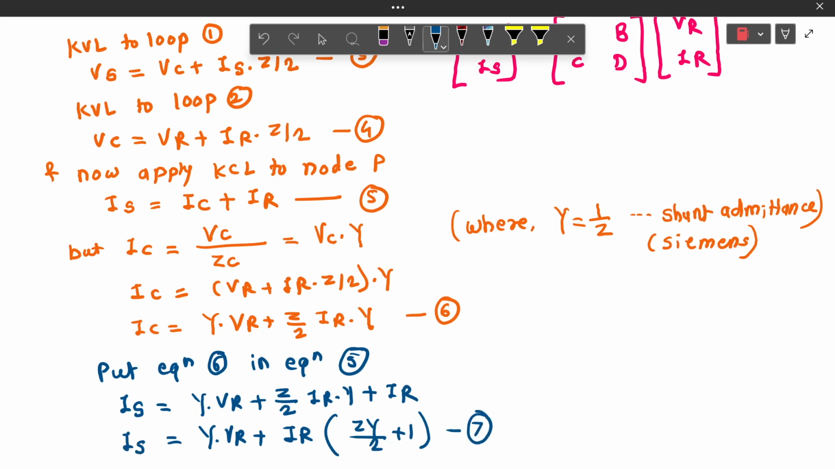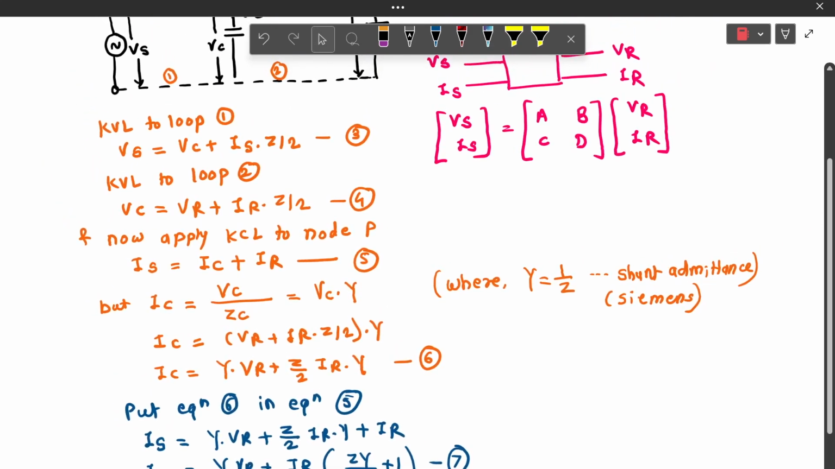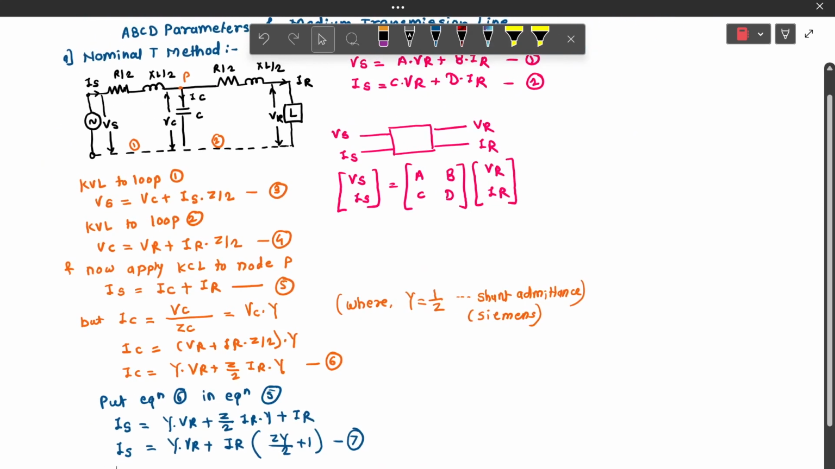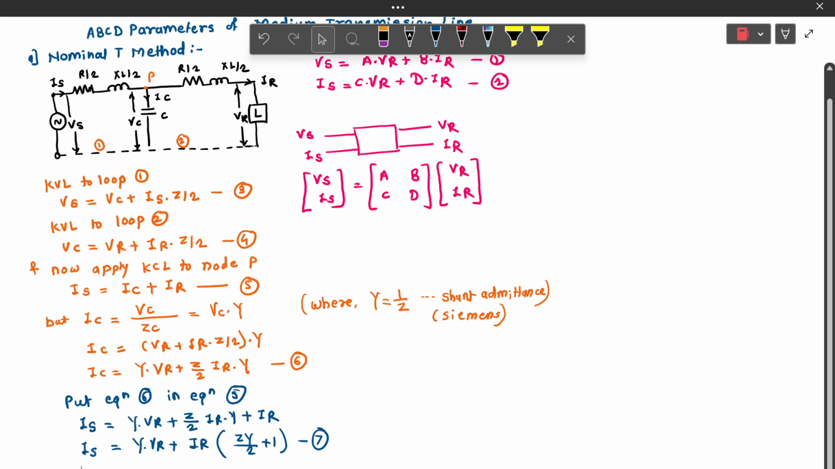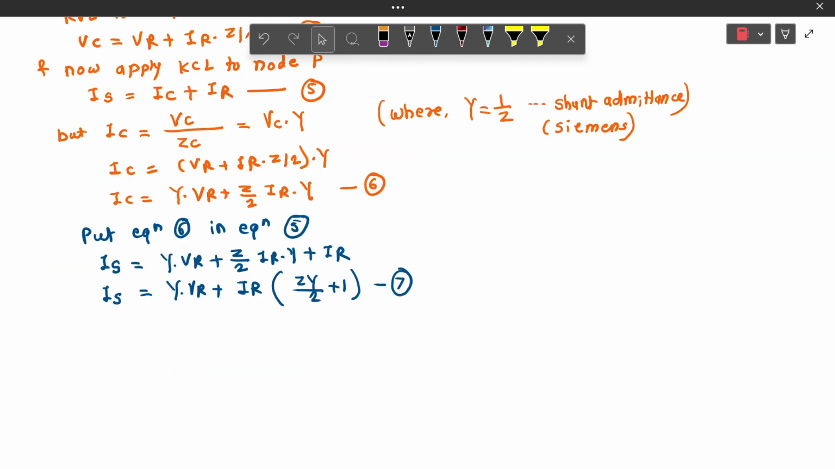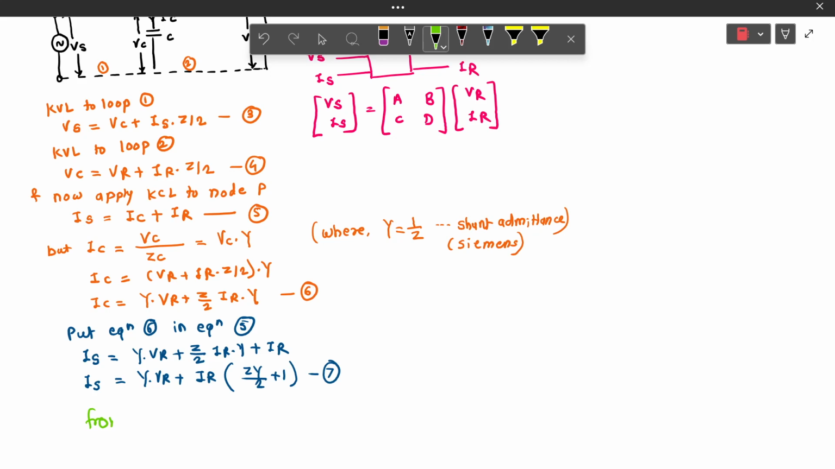Now, if we get this equation as Is, it is comparable to equation number 2. Is is equal to C Vr means Y Vr plus D Ir means Ir into this one will be value of D. Along with this, we will determine the value of Vs and then at the end we will compare with the standard expressions.